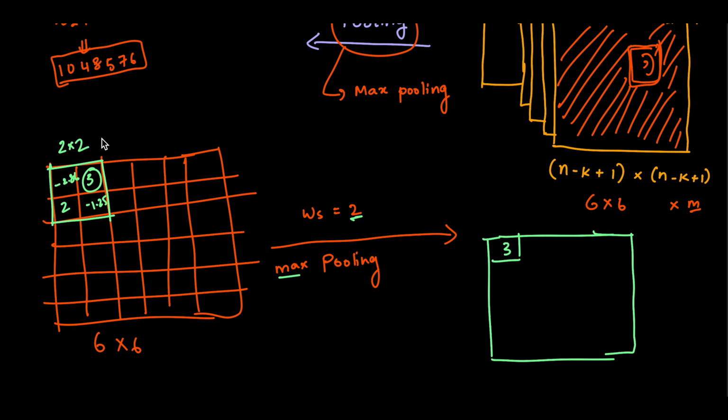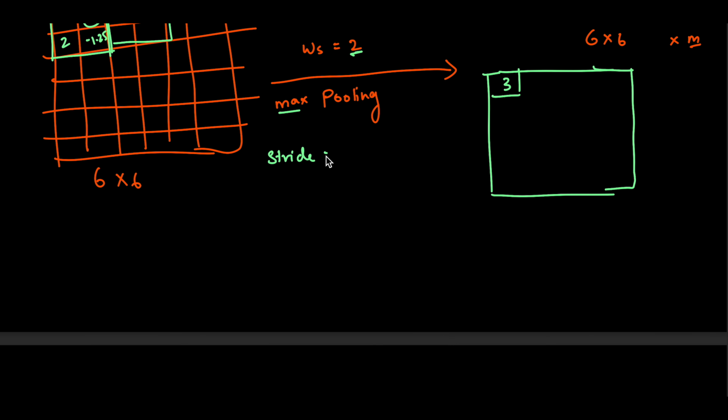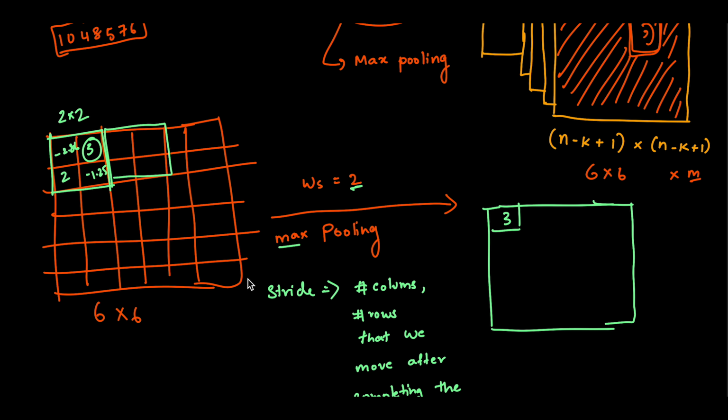Just for your understanding, among all of these four values, whichever is the maximum, we keep in the output. After that, in convolution we move by one column, right? Whereas over here, we'll be moving by two columns. By default, we move that many columns, that is the window size. That we can call stride. So basically, stride is the number of columns or rows that we move after completing the operation. In the next video, we'll discuss stride in detail, and also another concept, padding. But for now, as the window size is 2, stride is also 2.